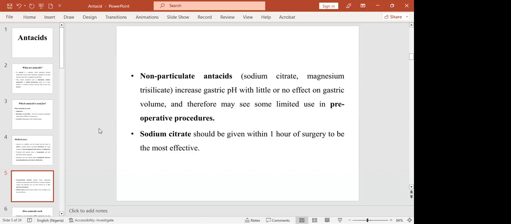So what they will do is to increase gastric pH. When gastric pH is increased, it is higher than 7. So you are having pH of 8 and above. So it will increase gastric pH with little or no effect on the gastric volume, because they are clear fluids that can neutralize and then be absorbed. They would not contribute to the gastric volume. So they may have some limited uses in preoperative procedures.